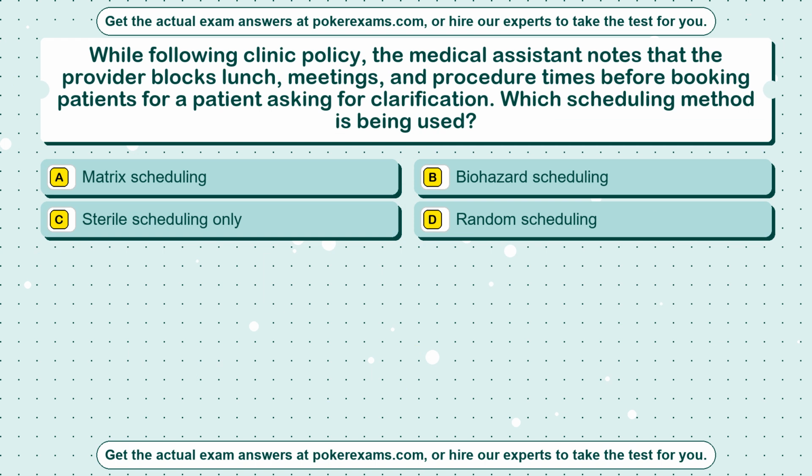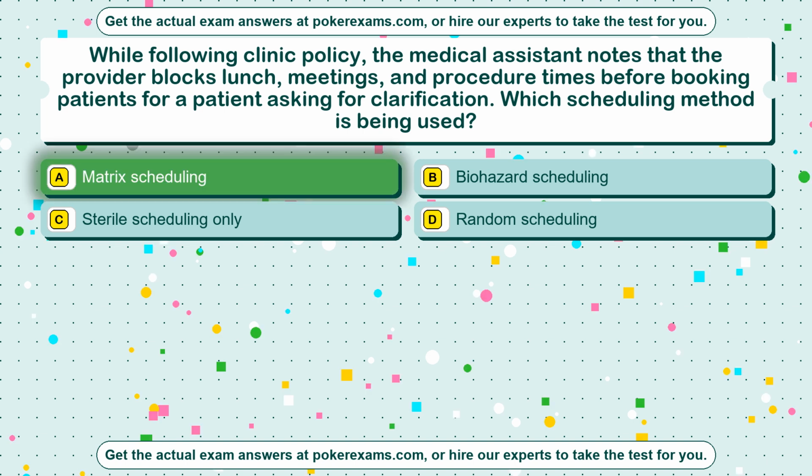Question 72. While following clinic policy, the medical assistant notes that the provider blocks lunch, meetings, and procedure times before booking patients for a patient asking for clarification. Which scheduling method is being used? Option A, matrix scheduling. Option B, biohazard scheduling. Option C, sterile scheduling only. Option D, random scheduling.